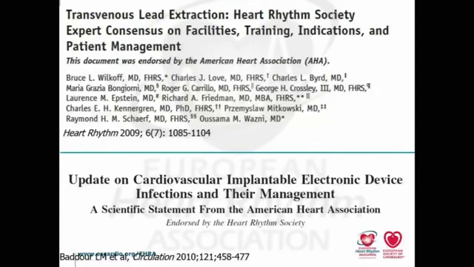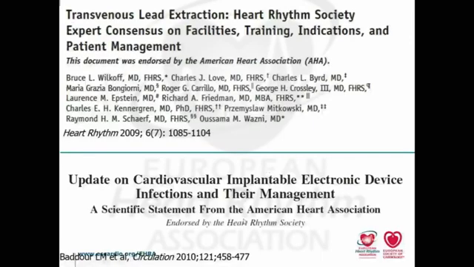Everything I'll be presenting to you over the next 15 minutes will be taken from these two papers. The first one is the Heart Rhythm EHRA consensus, dating back to 2009. Maria Grazia Bongiorni and Charles Kennergren, who are both faculty on this course, were also co-authors on this very important document that really helps us deal with indications for lead extraction.